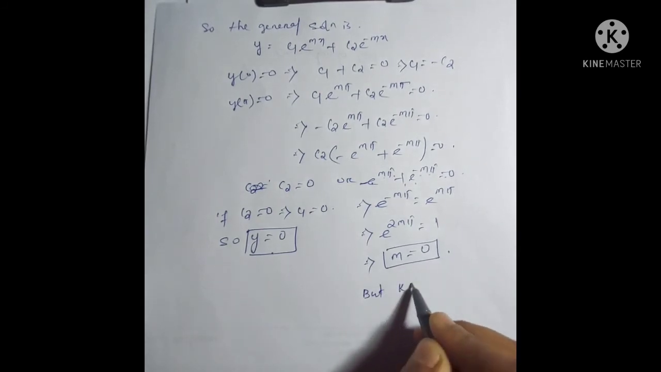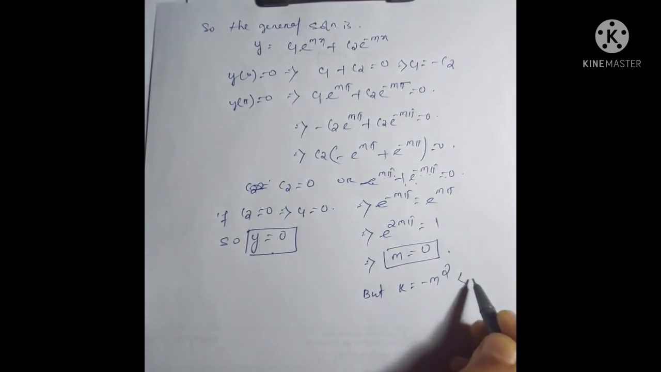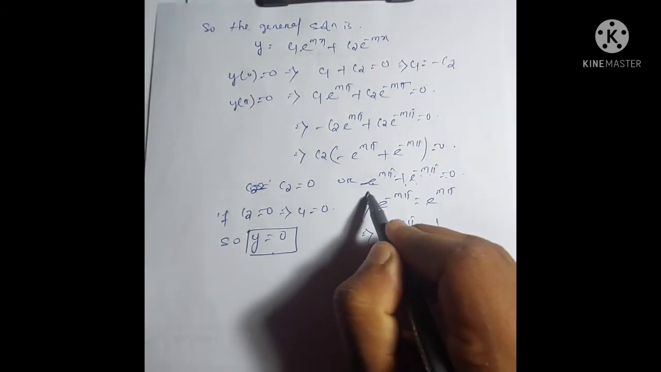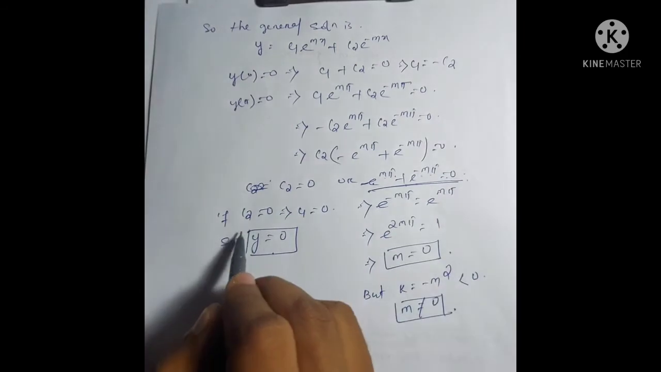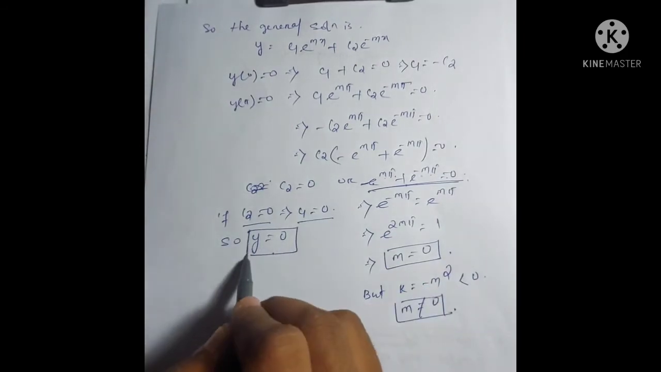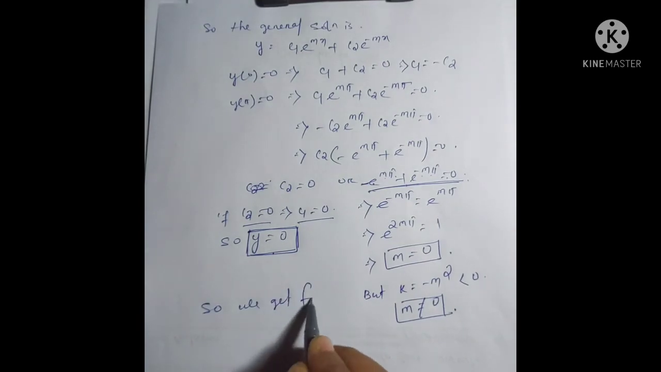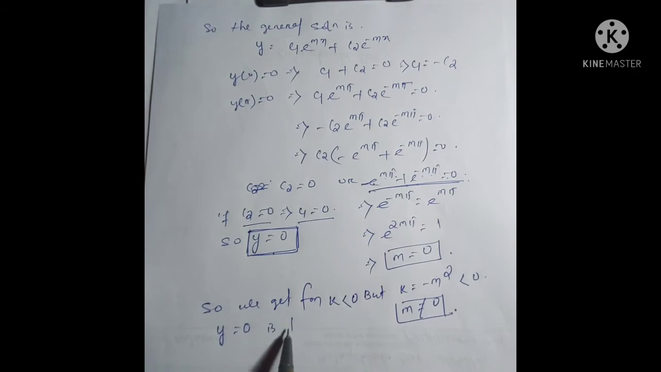But k is equal to minus m square less than 0. So m cannot be 0. So this case is not possible. So the only case is C2 is equal to 0 and C1 equal to 0, and we get y equal to 0, the trivial solution. So for k less than 0, y is equal to 0 is the trivial solution. Now case 3.